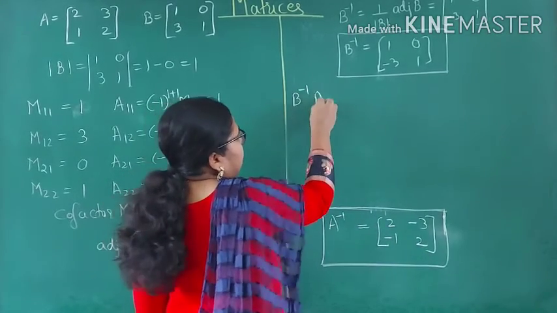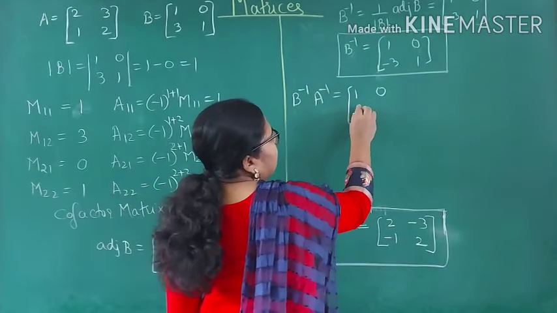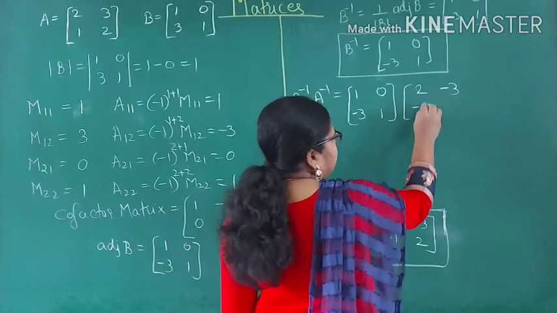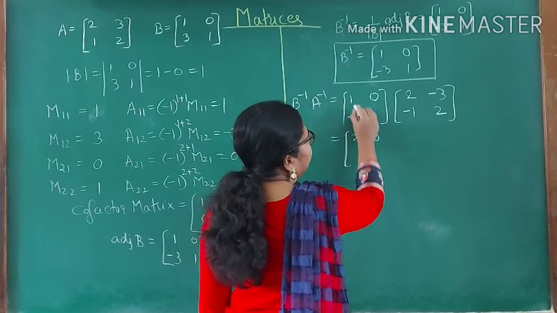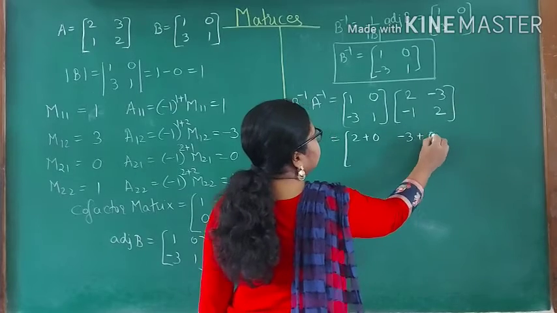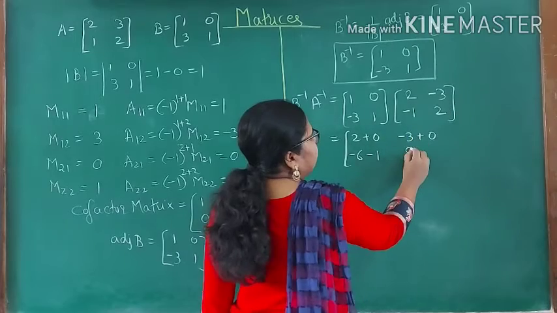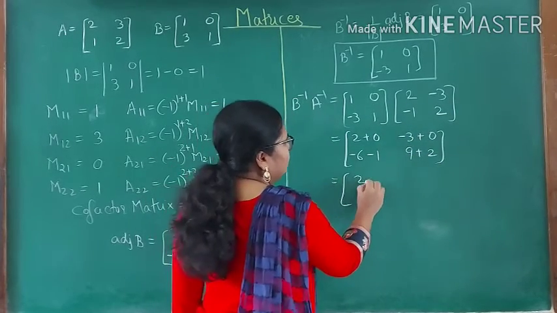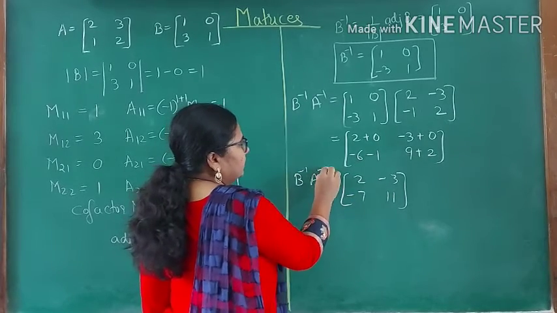So B inverse into A inverse is equal to, first write the matrix B inverse, 1, 0, minus 3, 1 into 2 minus 3 minus 1, B inverse into A inverse. So let us multiply. 1 into 2 is 2, 0. Then 1 into minus 3 plus 0. Then minus 3 into 2 is minus 6 and minus 1. Minus 3 into minus 3 is 9 and 1 plus 1 into 2 is 2. So what is this equal to? 2 minus 3 minus 7 and 11. This is your B inverse into A inverse.